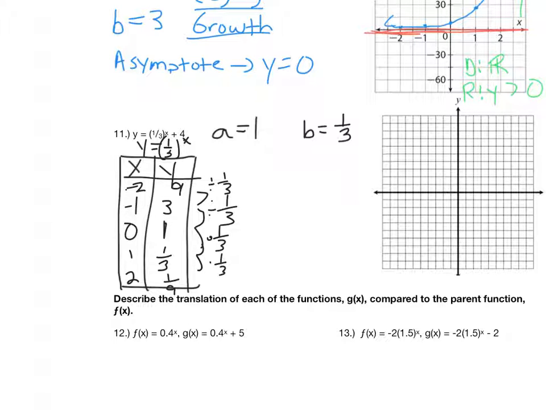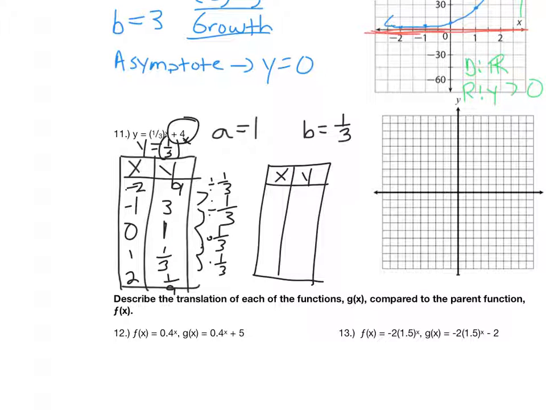Now this would need to be shifted up 4 spaces because we had a shift right here. This shifted it up 4 spaces. So what I'm going to do is take all those values that we just came up with and add 4 to them. So at 0 instead of at 1, we're going to be at 5. At 1 instead of 1/3, we're going to be at 4 1/3. At 2 instead of at 1/9, we're going to be at 4 1/9. Right? Because we're just adding 4 every time.